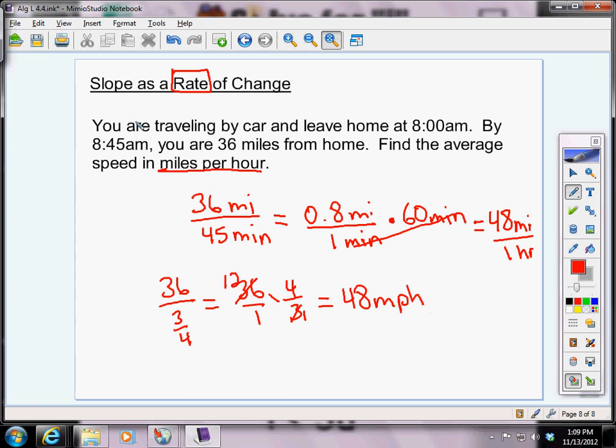Now remember, if you think of what slope is, slope tells us how much we're changing as we move from left to right. That's what our rate of change is here. If I'm talking about 48 miles per hour, that means every hour I travel, I'm going 48 more miles. It's changing at 48 miles for every hour. So that's why slope and rate are kind of interchangeable, and that'll be important to remember as we move on in this chapter.